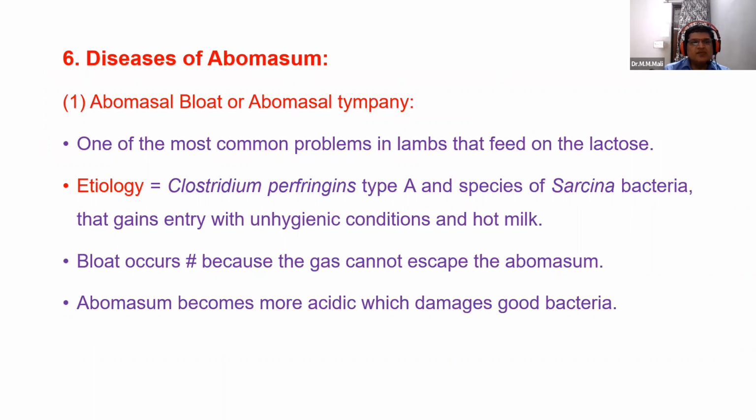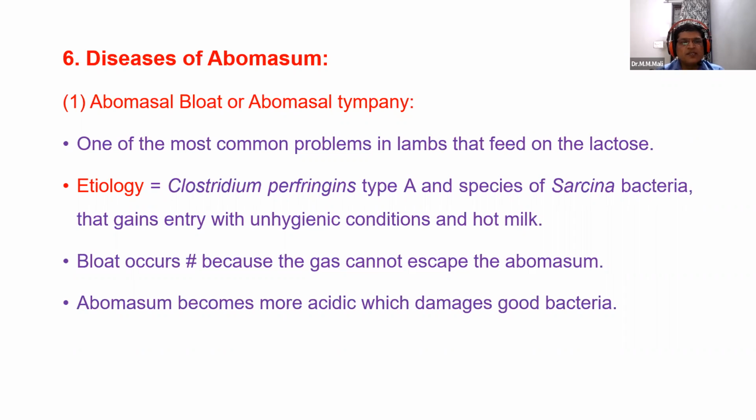Coming to the next diseases of the digestive system of sheep and goat, these include the diseases of the abomasum. In this section, abomasal bloat, or abomasal tympany, is the first disease. It is one of the most common problems in lambs that feed on lactose. The etiology is Clostridium perfringens type A and a species of Sarcina bacteria that gain entry with unhygienic conditions and with hot milk as a milk replacer.